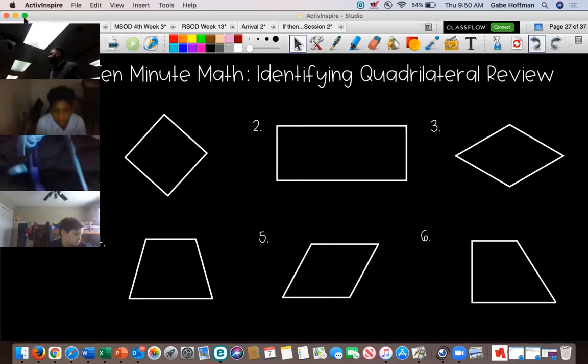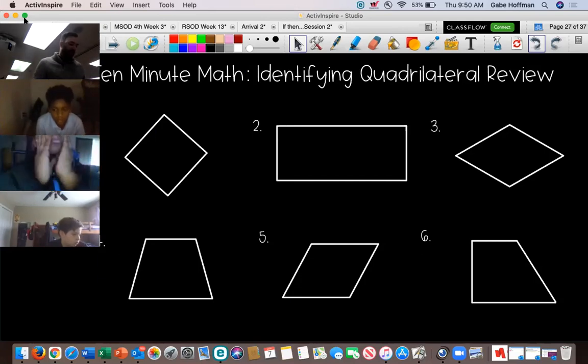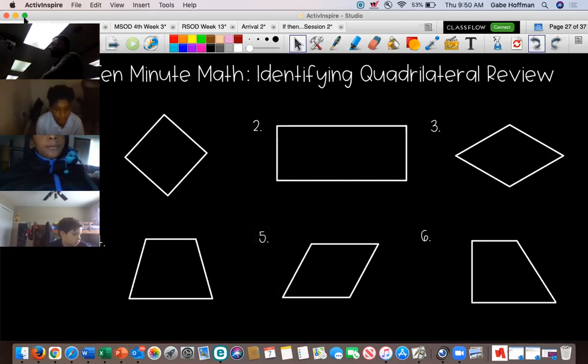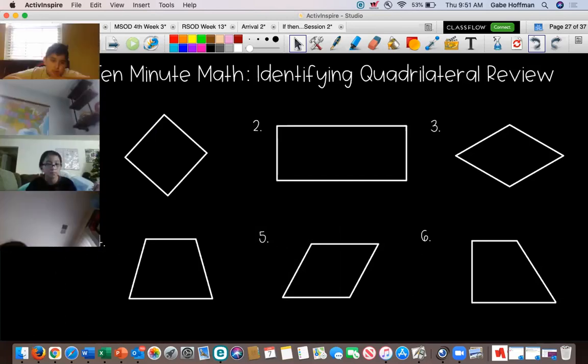So I'm going to ask you to share what you wrote down. I'm just going to call on you randomly to share what you wrote down for each one and why you wrote that specific name. CJ, can you tell me what you wrote for number 1 and how you knew it was that quadrilateral? CJ is missing in action. Cynthia, what did you write down for number 1 and how did you know it was that quadrilateral?